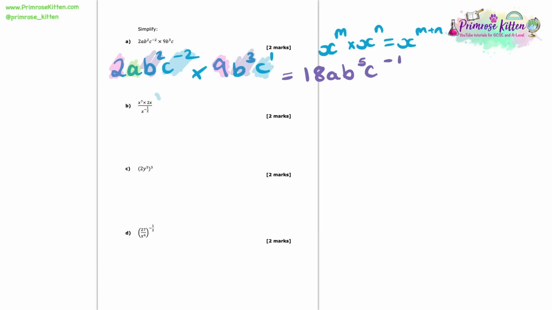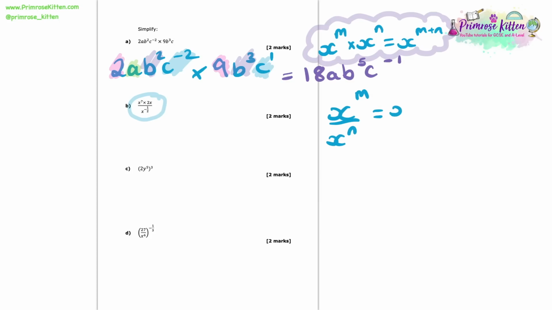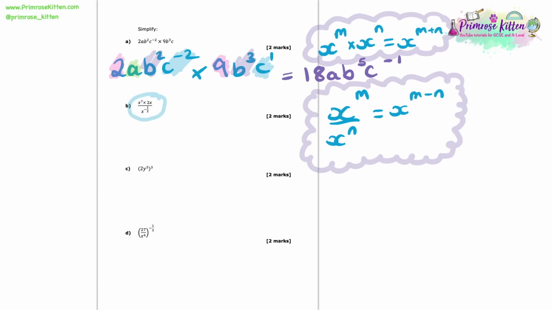So part B is very similar, but it's also got a division in it. So before we get started on this one, let's remind ourselves of another equation. We should know that x to the m divided by x to the power of n is equal to x to the power of m minus n. So when we divide different powers, we're going to subtract from them. So that's going to come into practice here.